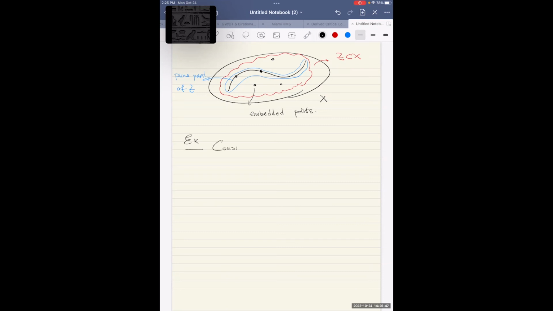Consider the limit of two lines, two skew lines in P3.